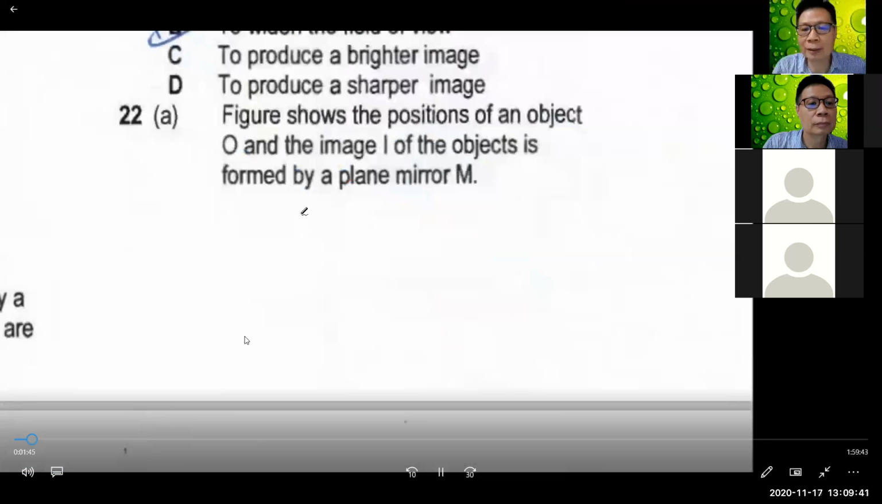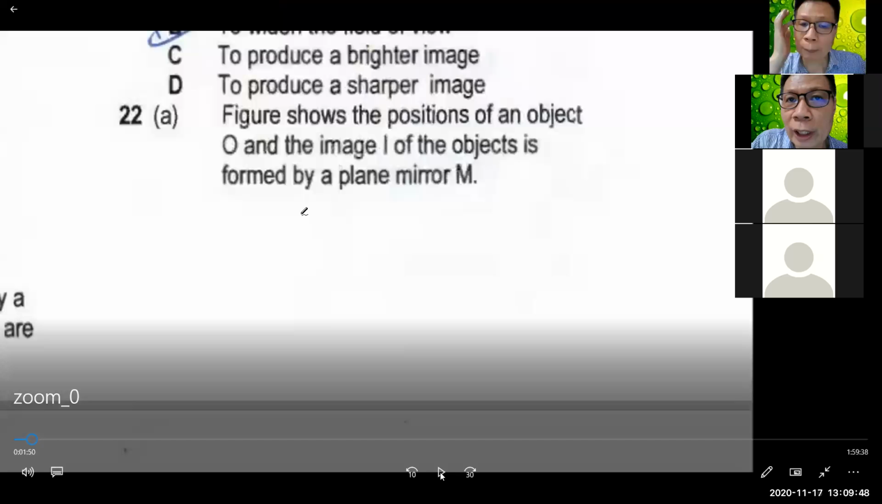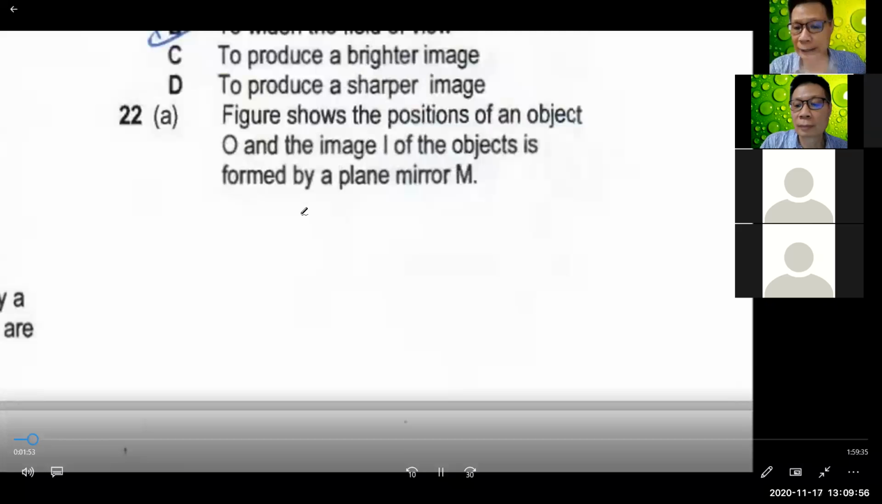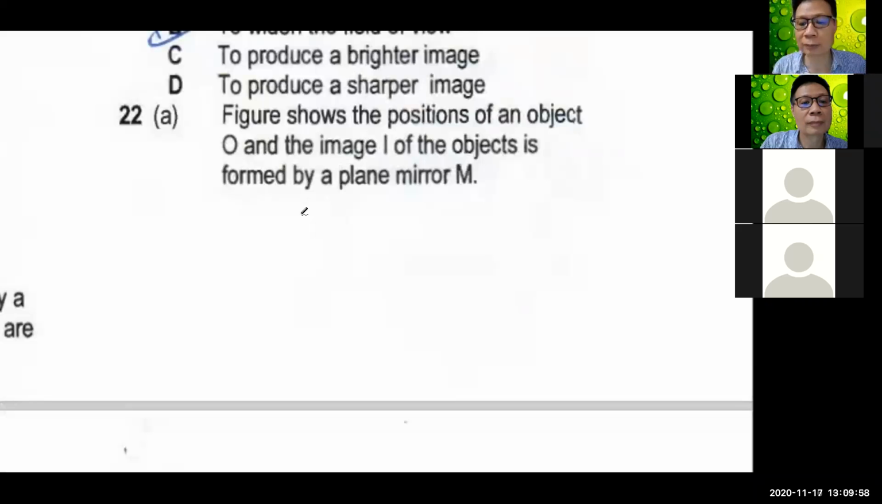Can you see the paper? Okay, question 22, we start with question 22. Please take out your paper. If you don't have the paper with you now, this last set of paper is not finished yet. Question 22, take out the paper, everyone.